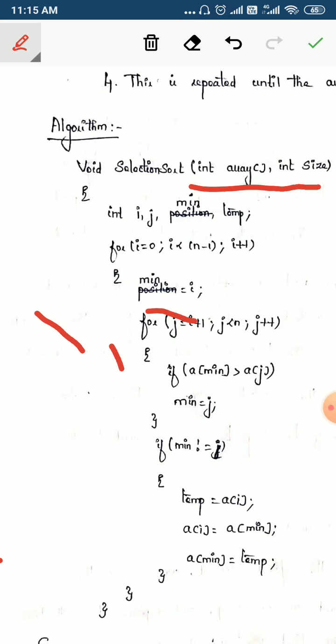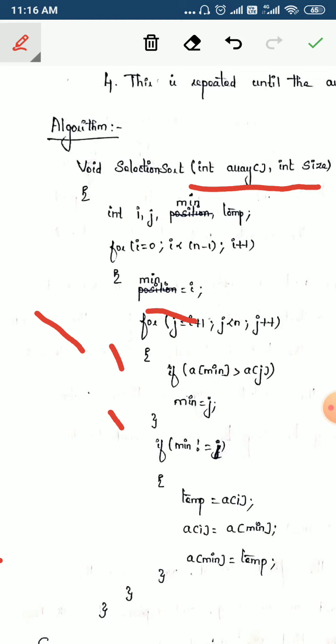Similarly it goes on, and after the j iteration is completed, it comes out of the j loop, and we are going to check one condition: whether min is not equal to i. We first initialized the min value with i, right? What is the meaning if min is not equal to i? It means that the index position we first initially considered, the ith position value, that is the index 0 value, is not the minimum value in our array.